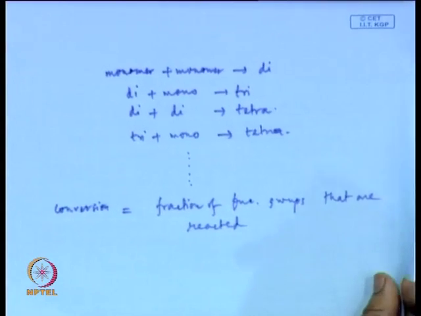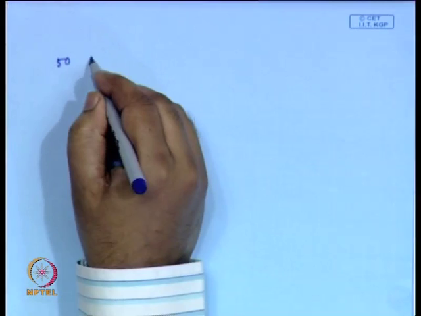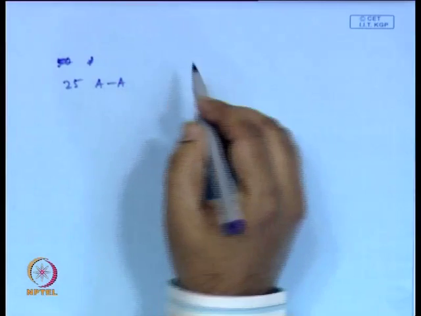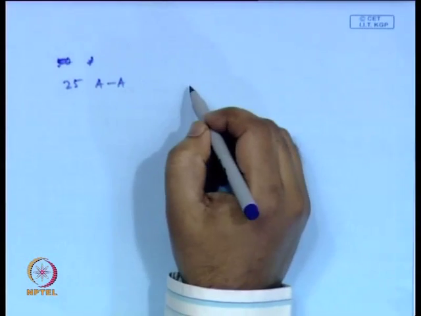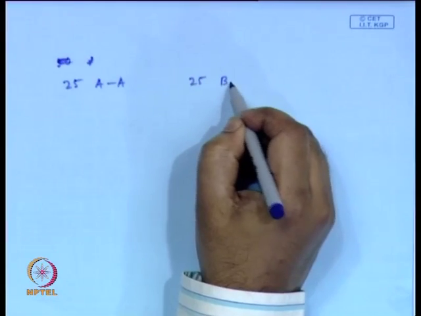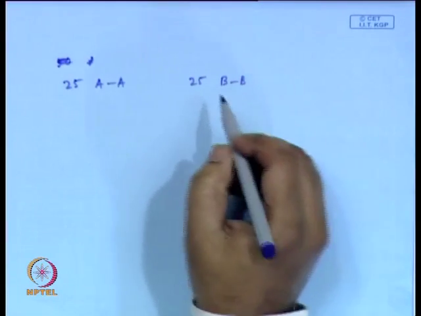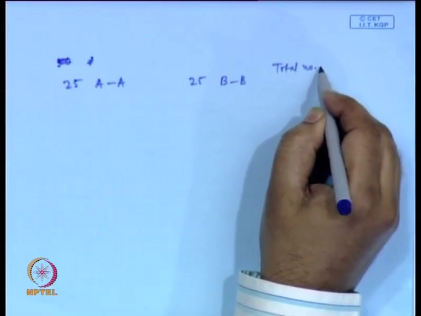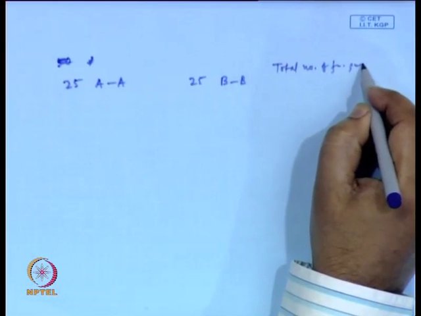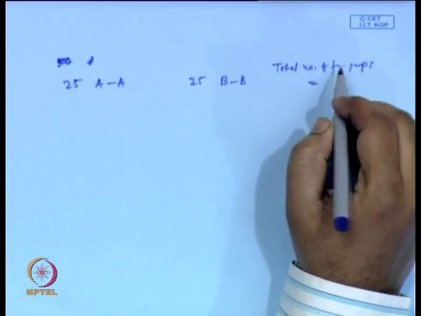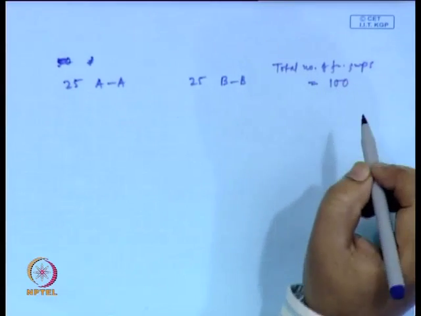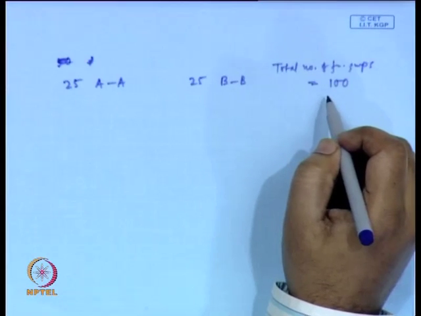So, let us take an example. Say I have 25 AA type monomer and another 25 BB type monomer. What is the total number of functional groups here? That is 100. The total number of molecules is 50.